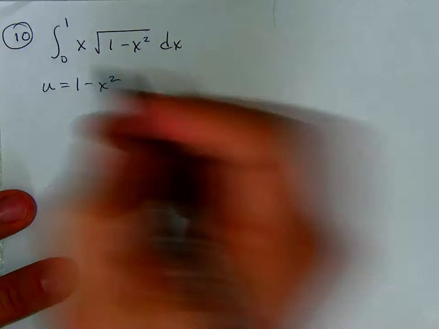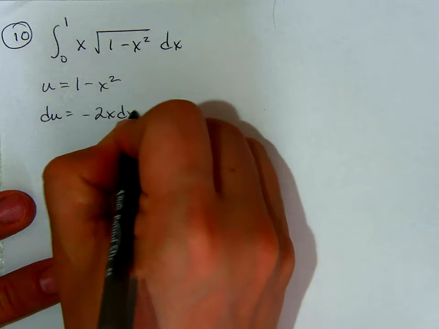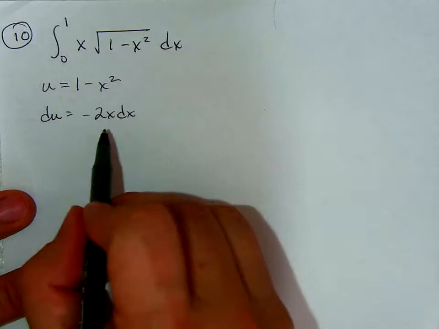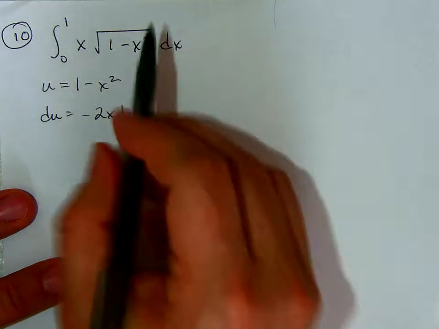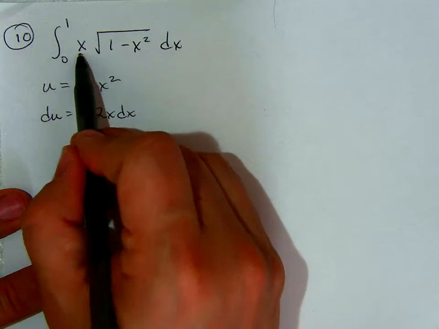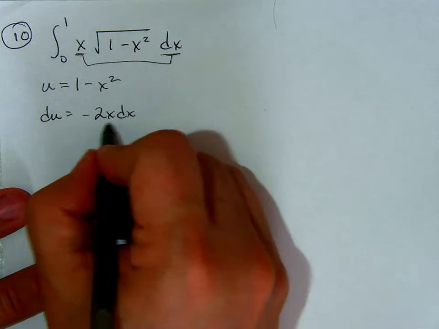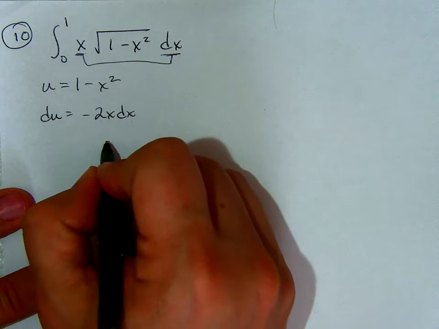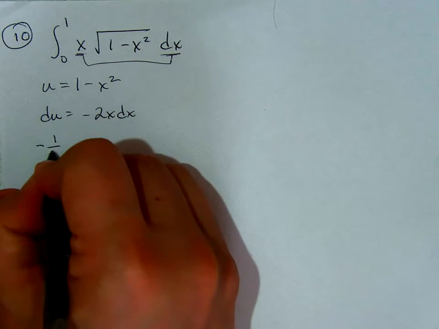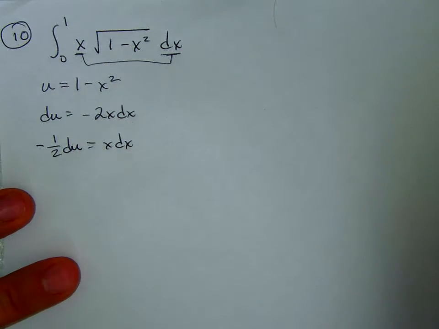That's where I always start. du equals negative 2x dx. When I look at this, I've got negative 2x dx. When I look up here, what I've got outside of the square root function is just x and dx. So I want x dx. So what I'll do is I'll go down here and I'll just divide by negative 2. So that gives me negative 1/2 du equals x dx.